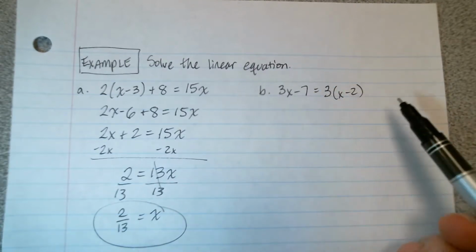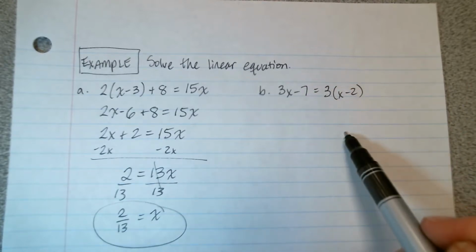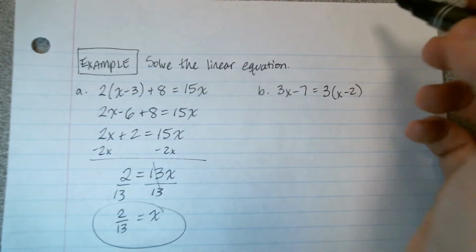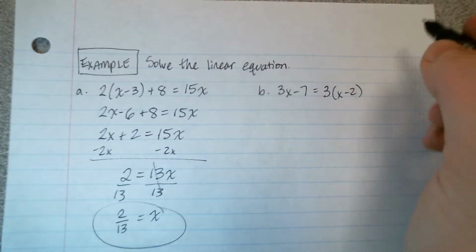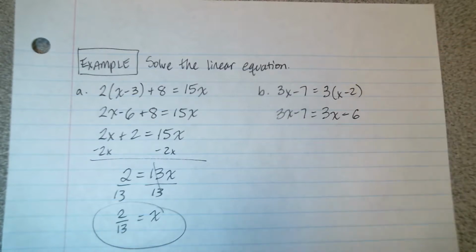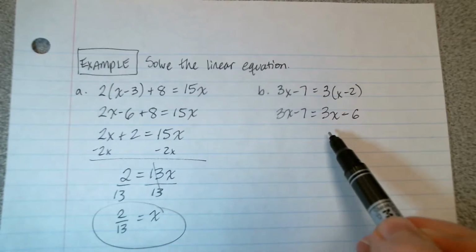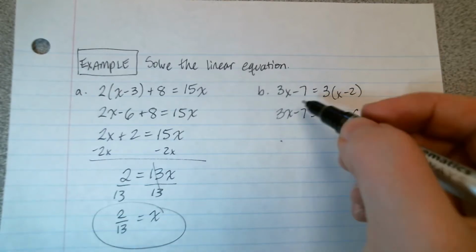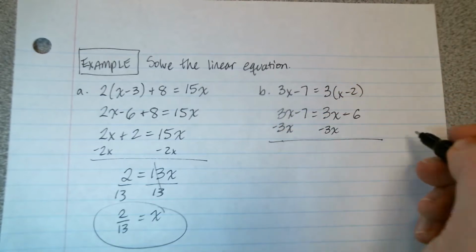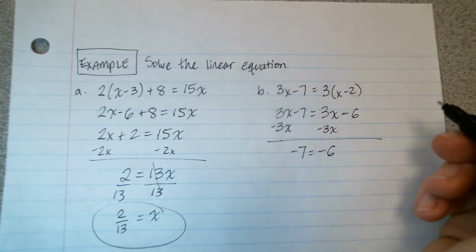Okay, so in this second example, part B, I'm going to use the exact same strategy. Simplify each side separately, then combine like terms, then finish off solving for x. So here on the right-hand side, I'm going to distribute. And there's no like terms to combine, so we're good there. I'm now going to collect like terms on the same side. So maybe I'll subtract 3x from both sides, leaving behind -7 equals -6.